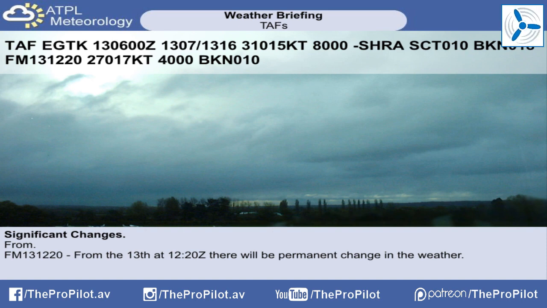In this example, from the 13th at 1220 Zulu till the end of the TAF period, the wind will change to be 270 degrees true at 17 knots with a minimum visibility of 4,000 meters and some broken cloud at 1,000 feet. This is just one type of weather change indicator that can be used. If the change cannot be accurately forecast to the hour and minute, then another code is used.